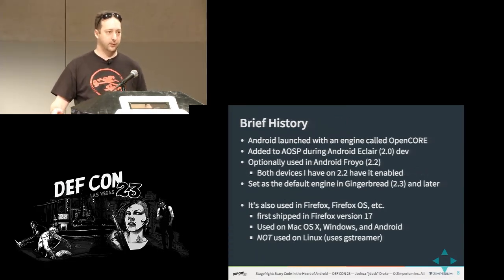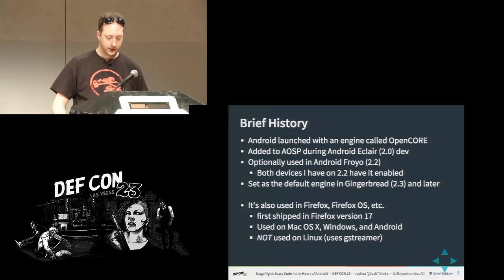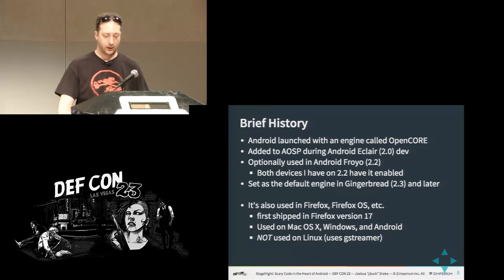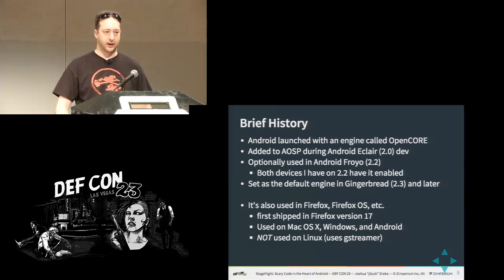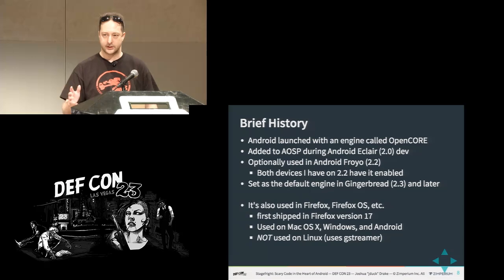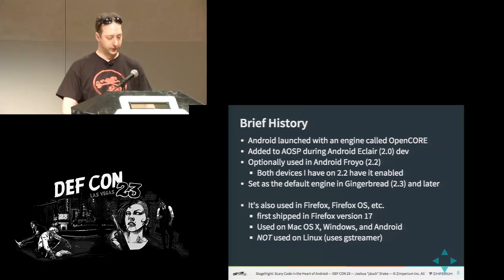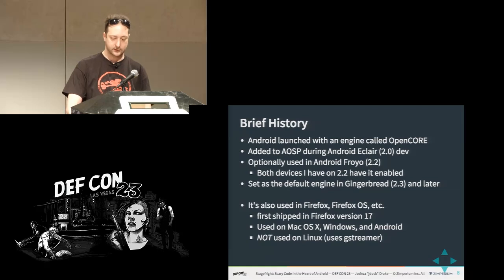So a brief history: back in the Android 1.0, 1.5 days, they launched with a multimedia engine called OpenCore, which was apparently donated to them by some random organization. Later, during the 2.0 development, they added Stagefright to the AOSP. However, they weren't really using it. It was like they were starting to develop it. In 2.2, they made it optional to use, so it had a setting that you could set in the system properties. But all the devices I had with 2.2, which isn't very many, had it enabled by default, so I just assumed everyone would do that. That's a pretty good assumption, I think. I also saw some really nice forum posts where everyone was like, oh, we need to enable Stagefright because it's fast and OpenCore is slow and sucks. So, anyway.